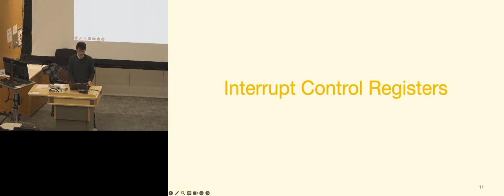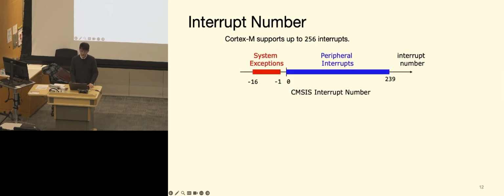Okay, so let's first go to the interrupt control register. Just like almost everything inside of the Cortex hardware side, it has control registers for those interrupt controls. Remember from the previous lectures, ARM gives an architecture that supports up to 256 IRQs, the interrupt requests, and the first 16 are the system exceptions, and the remaining are for peripherals and external devices, etc.